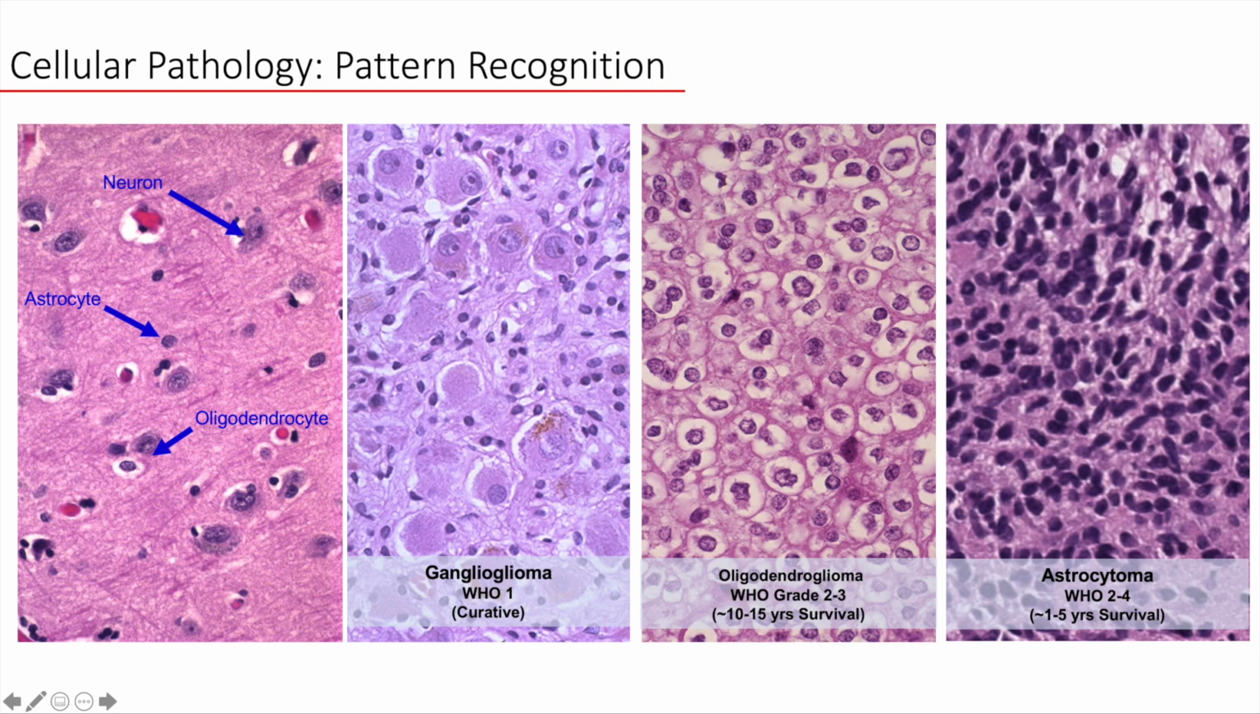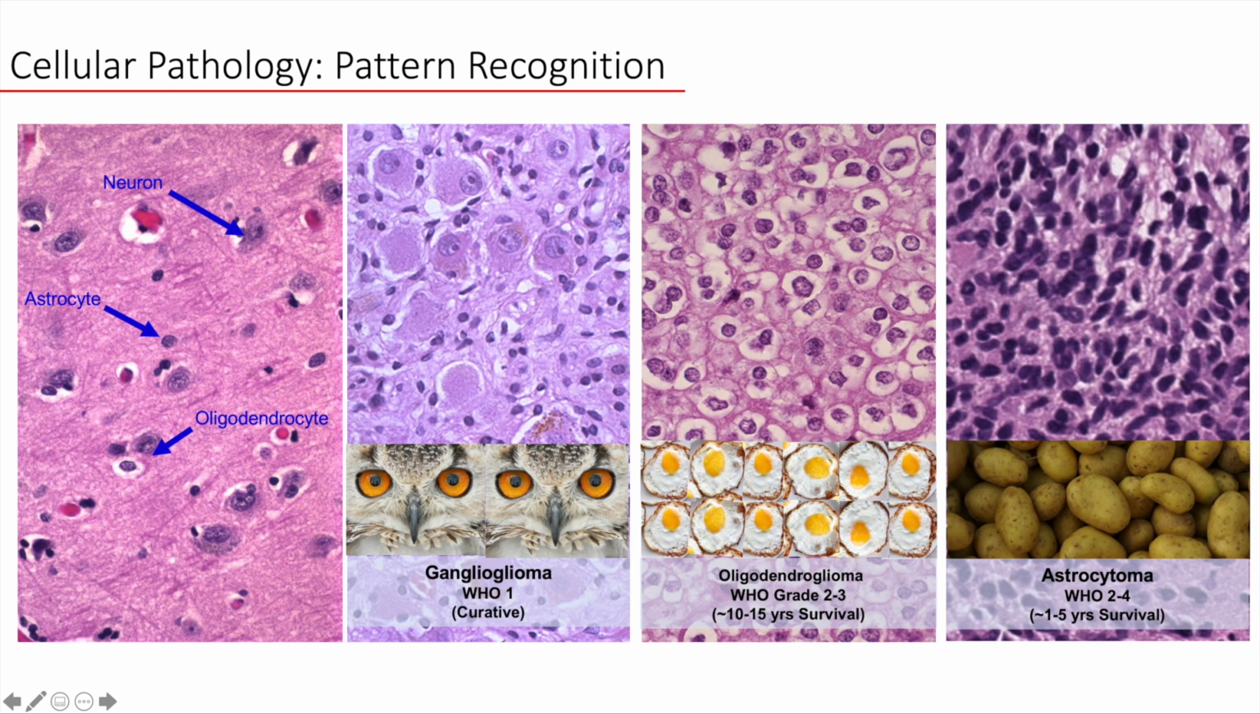Now, how do we memorize these patterns and do this in a reliable and objective way? Everyone has their own secrets. This is mine. I tend to try to relate them to objects I see on a day-to-day basis. So when I look at neurons, I think of the large eyes of an owl to represent the nucleus and nucleolus. When I see fried egg appearing cells, I think of an oligodendroglioma. And when I see these atypical cells irregularly arranged, I think of a pile of potatoes. And this, of course, helps us add some objectivity to this relatively qualitative task required to subclassify these tumors.